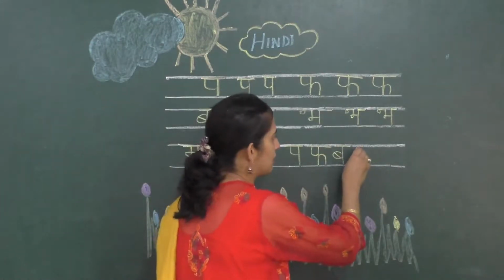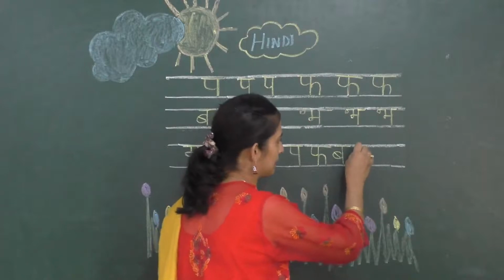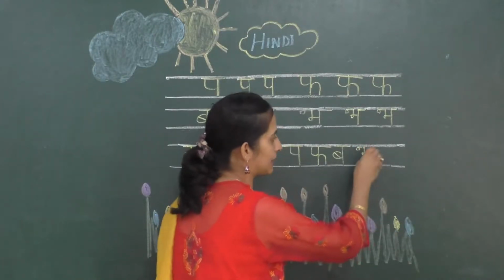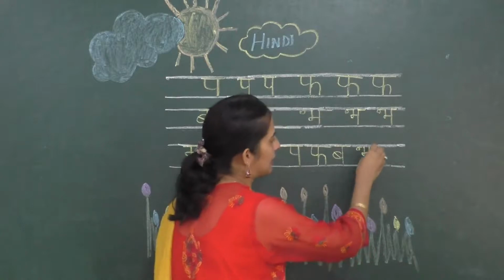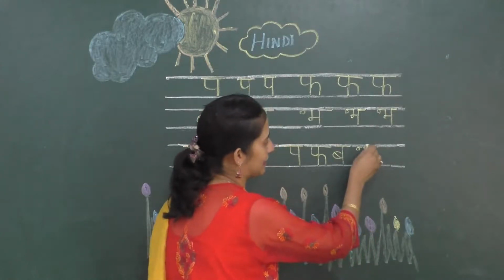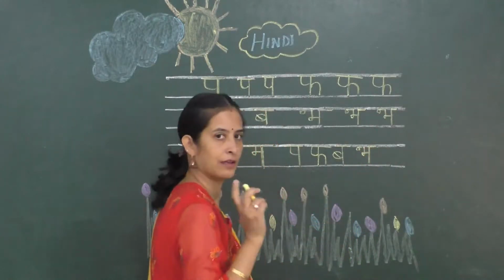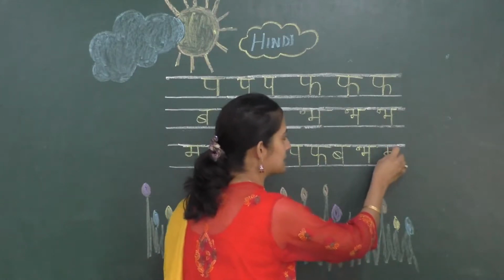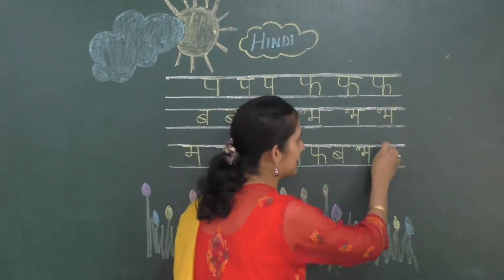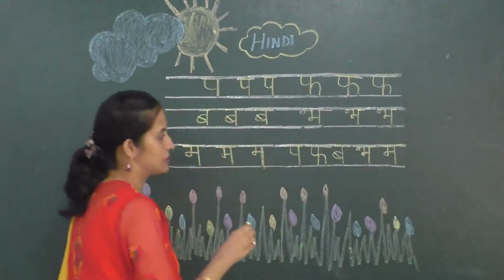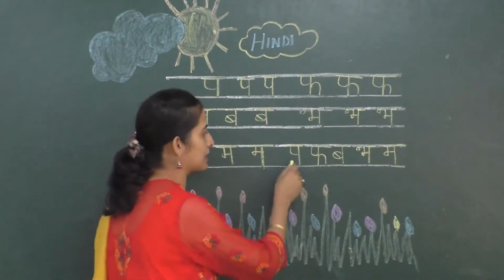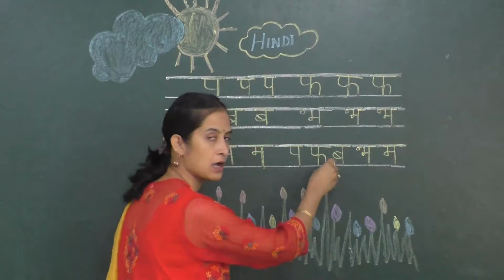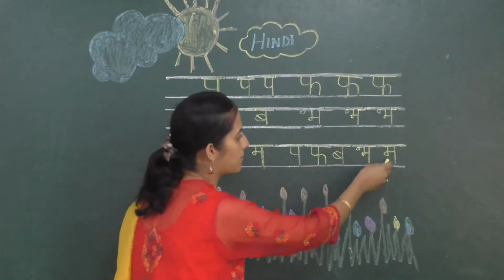For bha we will make a small circle, sleeping line, standing line, loop, sleeping line, standing line and a sleeping line, and there will be a gap in between. For ma we will make a standing line, loop, sleeping line, standing line and a sleeping line. So today we have learned letter pa, fa, ba, bha, ma.